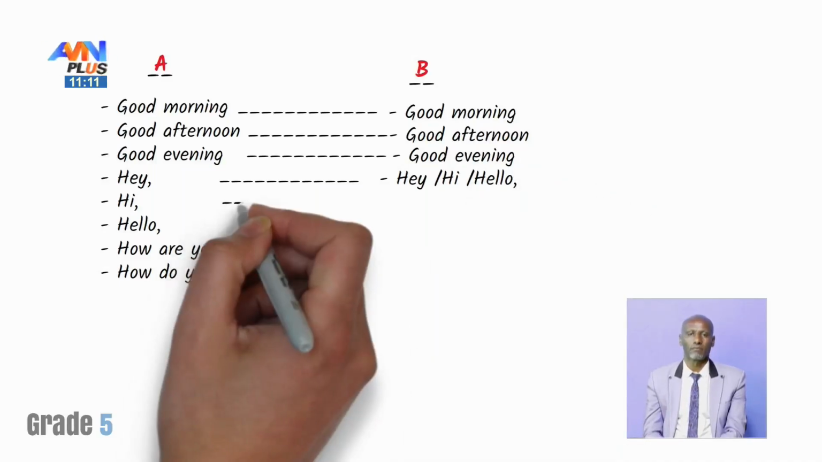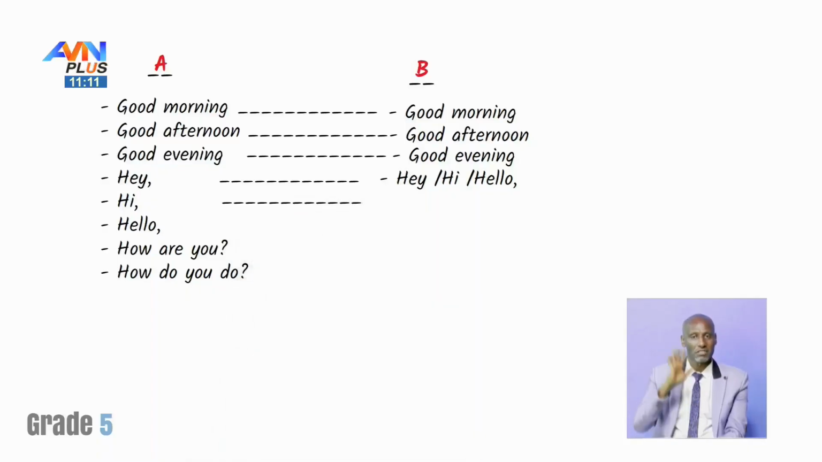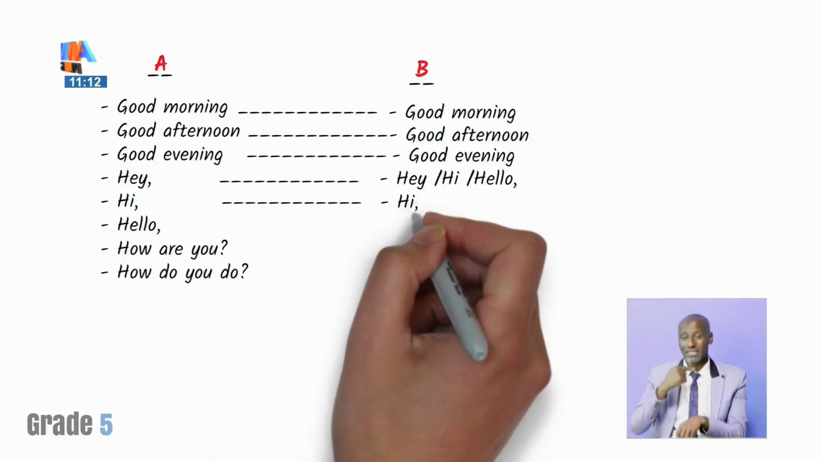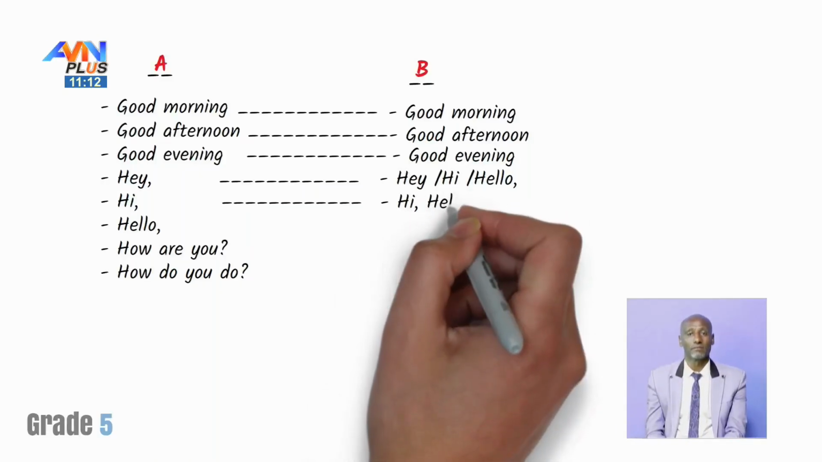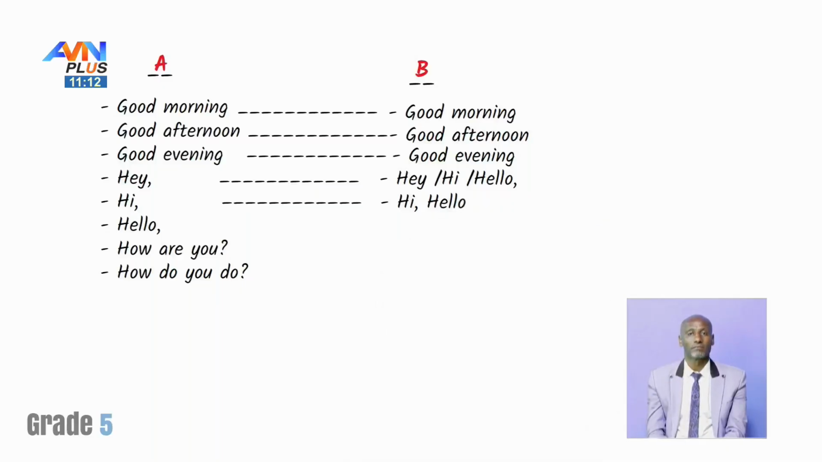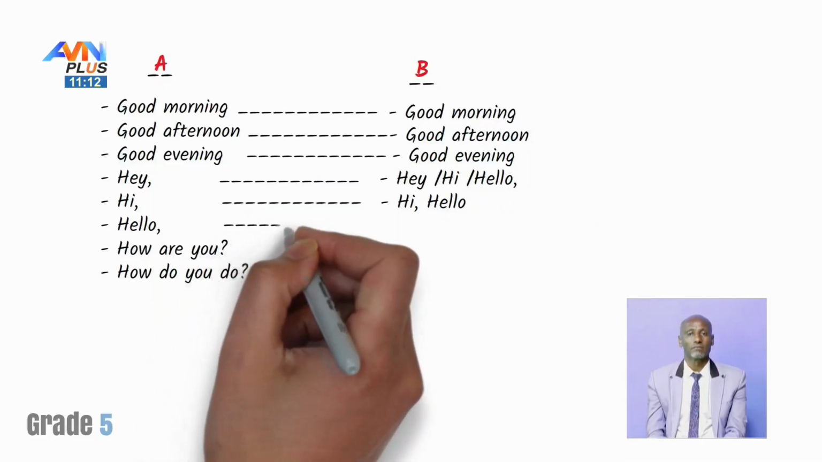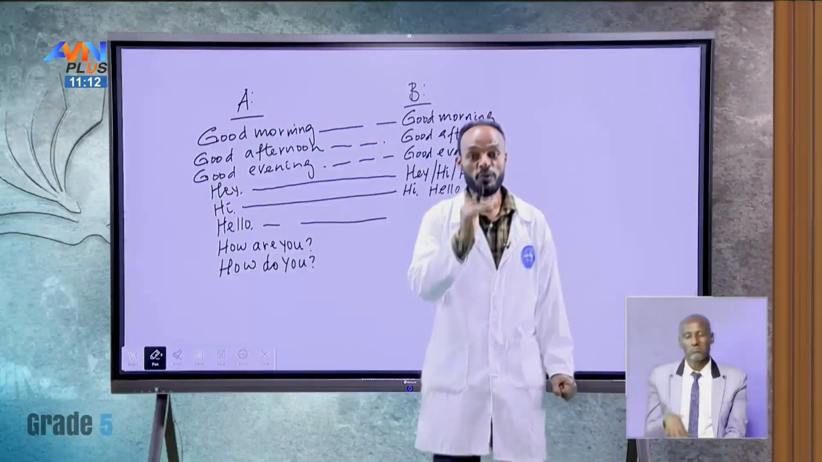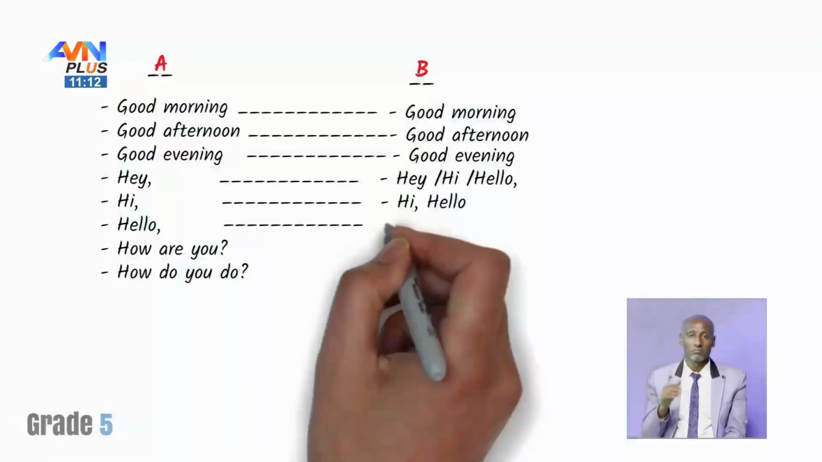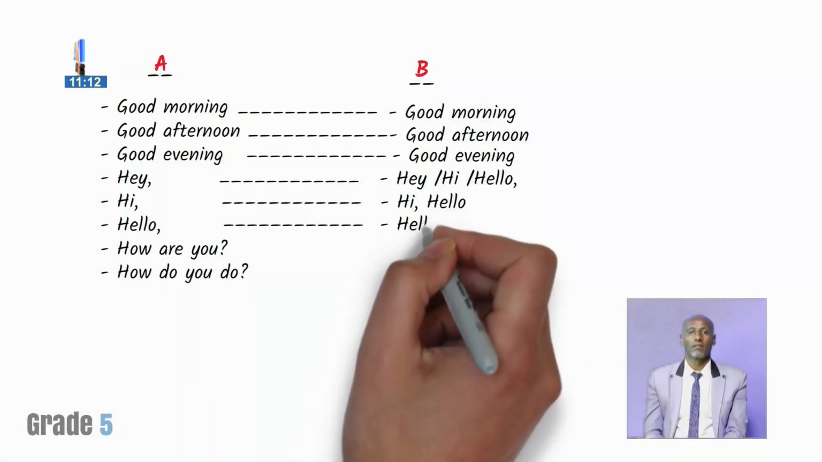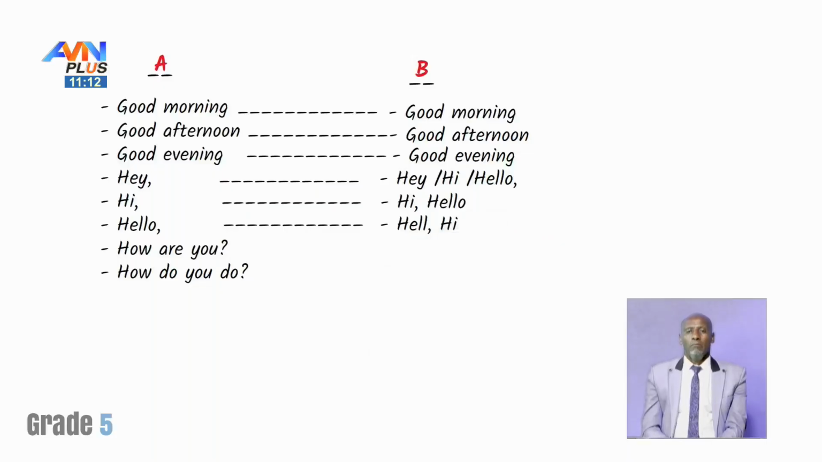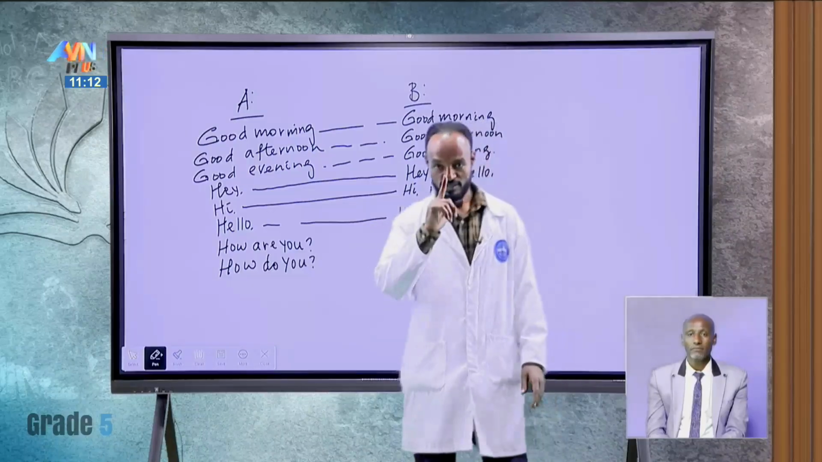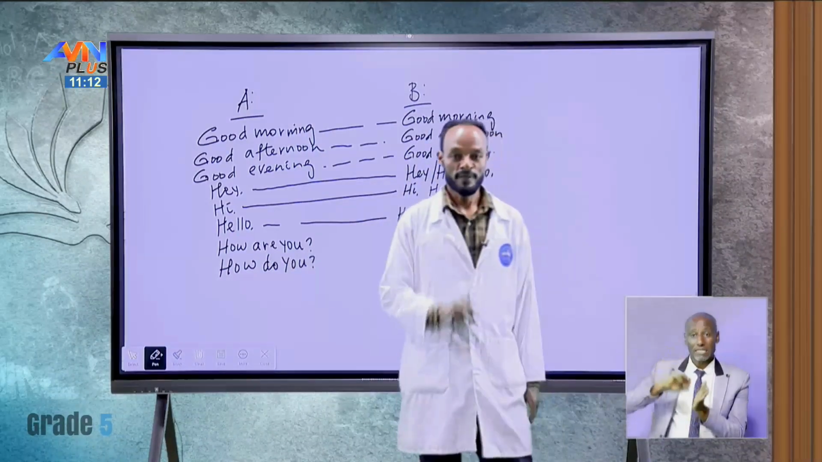What about hi? The same is true with this one. If someone says hi, most of the time we say hi, and we can also say hello. It doesn't matter. What about hello? If you say hello to your friend, he or she can also say hello or hi. It's possible. What about how are you? Please, for 30 seconds, try to complete this one. Do it.